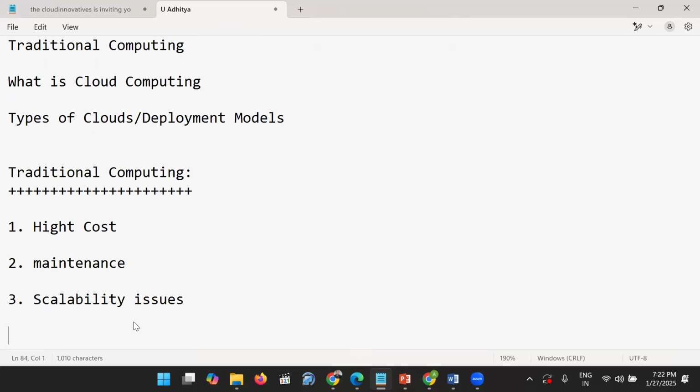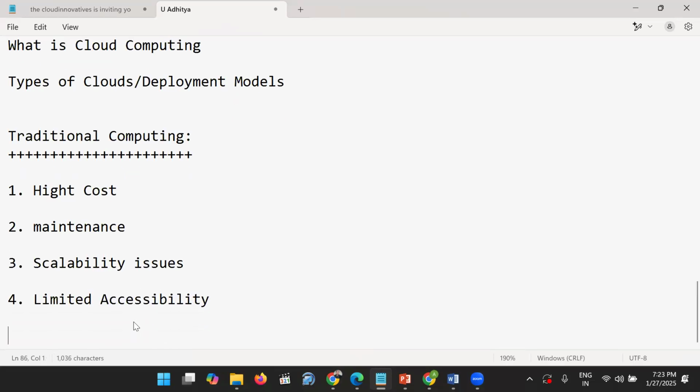And also, friends, if we are using on-premise only, suppose in my laptop 10 people are accessing, only those 10 people can access, and the others cannot. If we are using the cloud environment for a particular data center, n number of users can access. That is nothing but in on-premises, limited accessibility is there.